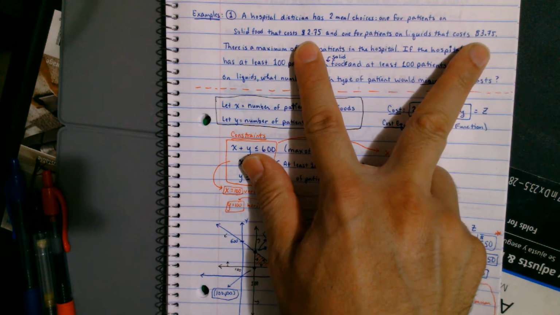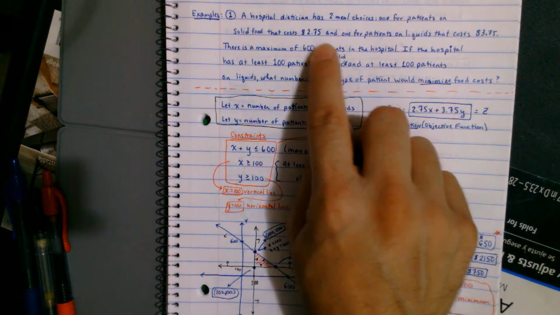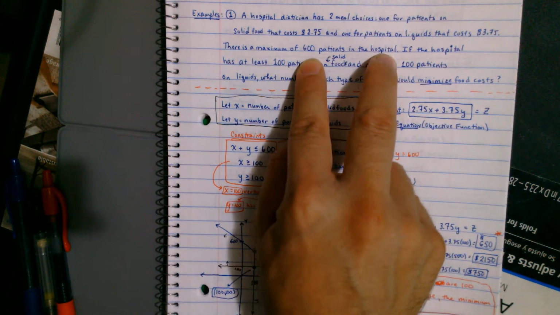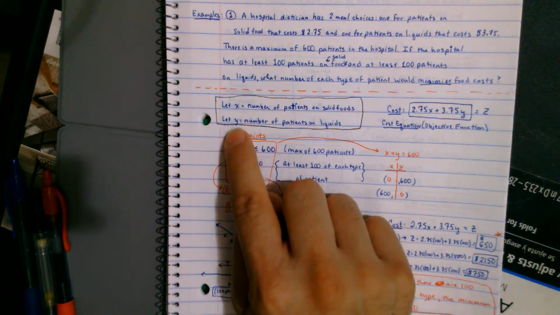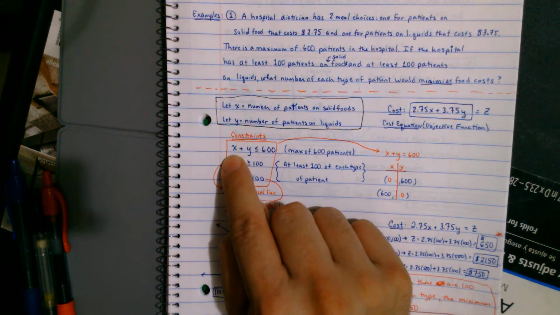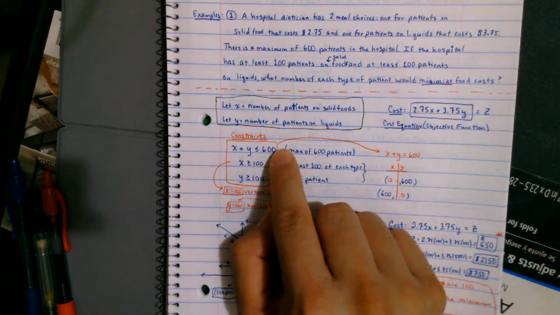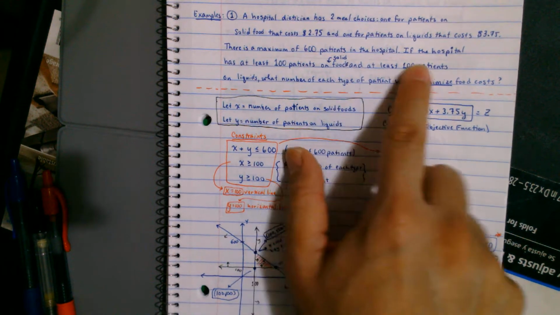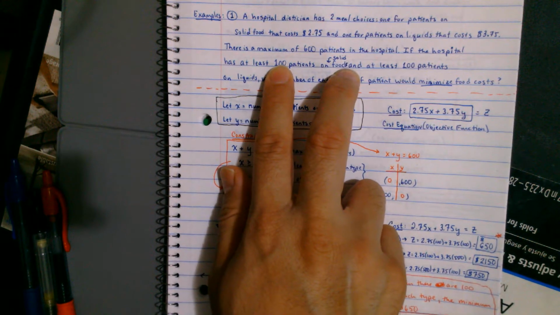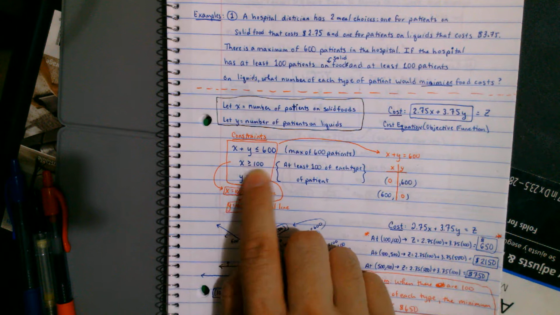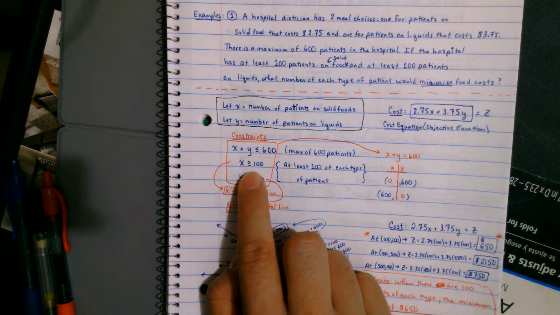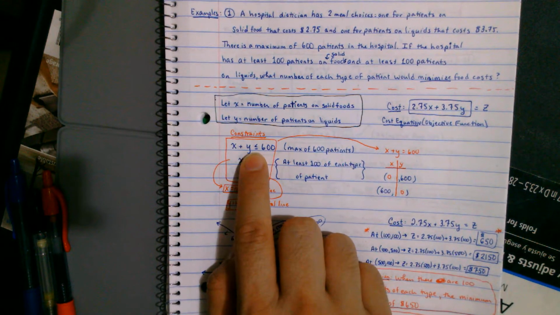Now your constraints here. The cost is taken care of with the objective function. So you go down to the next sentence. It says there is a maximum of 600 patients in the hospital, which means if I add the number of patients here, that can't be more than 600. So that's a constraint. X plus Y has to be less than or equal to 600. Then it says if the hospital has at least 100 patients on solid food and at least 100 patients on liquids, that means at least 100 people are on solids and at least 100 people are on liquids. So you have Y greater than or equal to 100, X greater than or equal to 100. So here are the constraints.